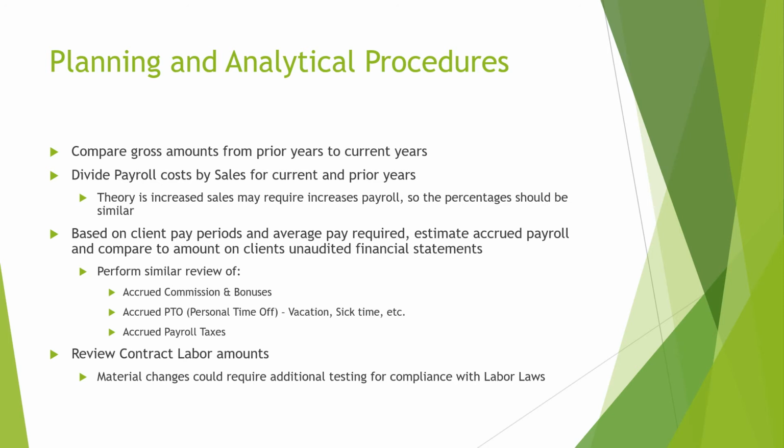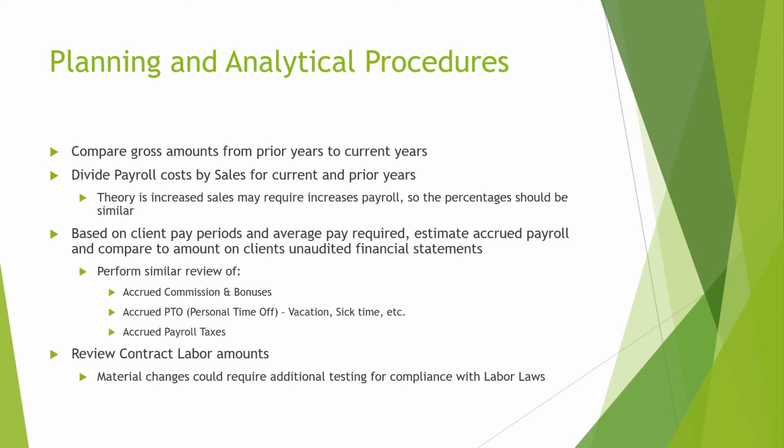A couple tests I like to do. One of them is I divide the payroll cost by sales for the current and prior years and compare those. Because the theory is if they've had an increase in sales or a decrease in sales potentially, but let's say an increase in sales, then there should be an increase in payroll. So the percentages should be similar unless there's some unknown change that's happened that we'll want to investigate when we're out on the audit.